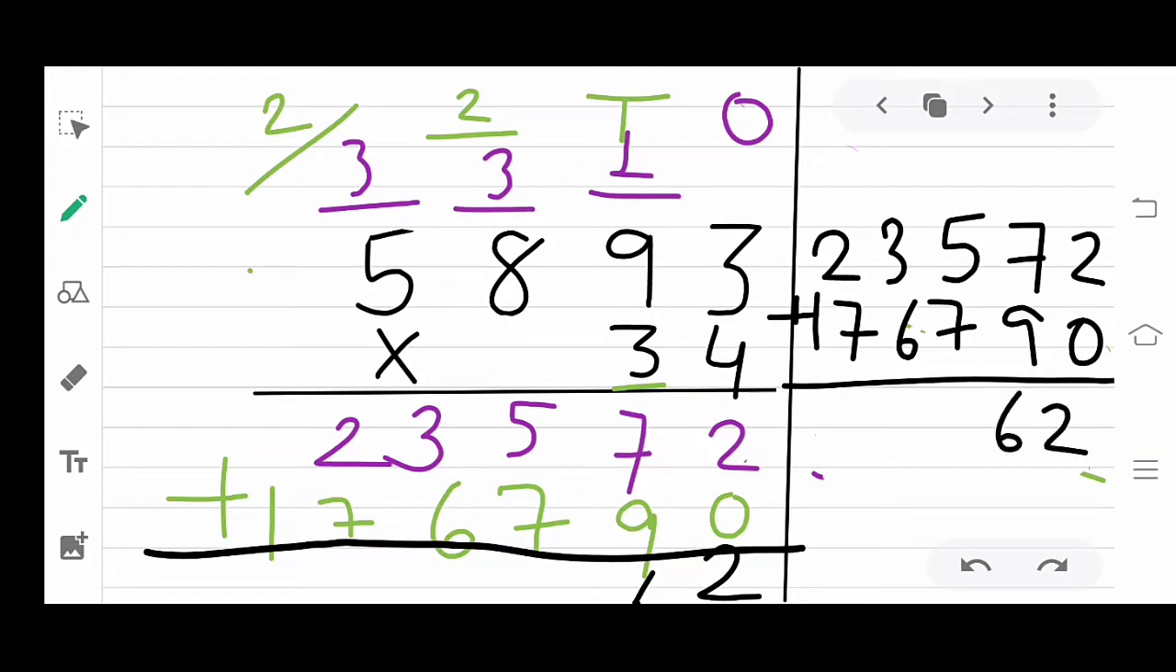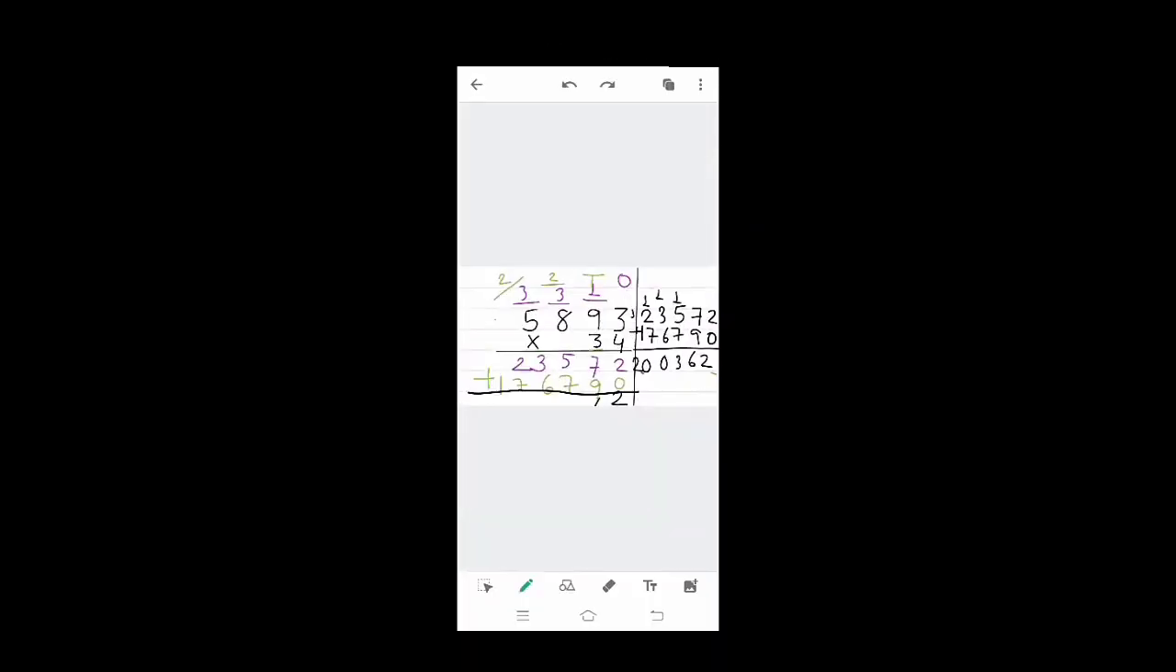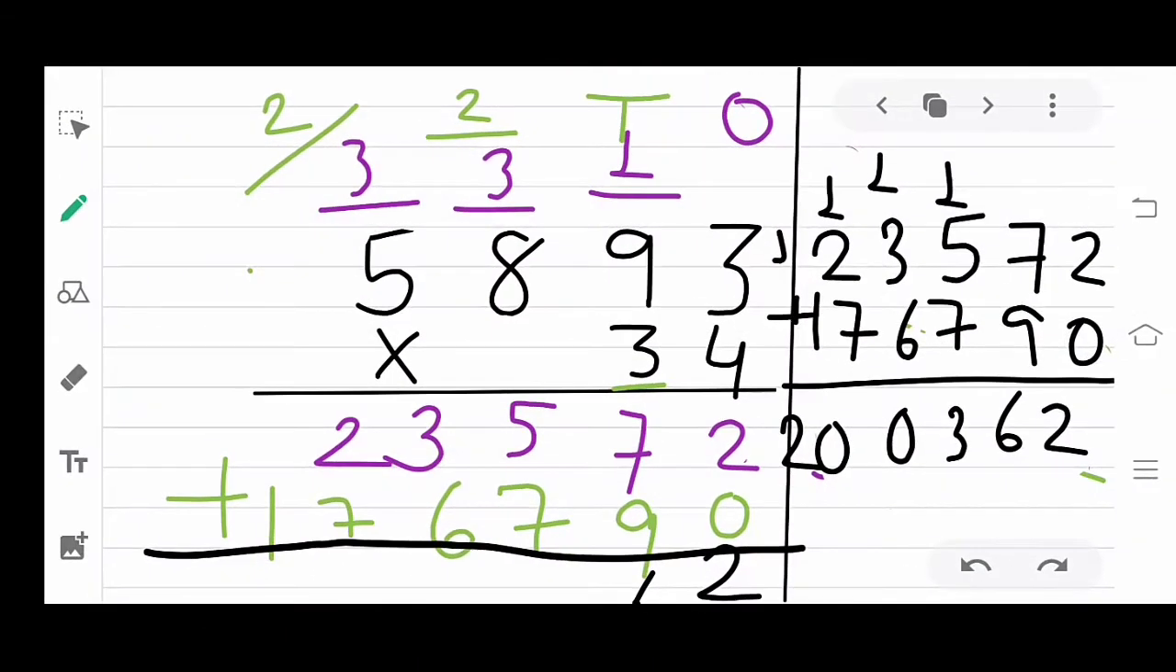2, 6 plus 1, 5 plus 1, 6, 6 plus 7, 13, 3 plus 1, 4, 4 plus 6, 10, 2 plus 1, 3, 3 plus 7, 10 and here 1 plus 1, 2. So your final answer is 2,362. I hope you understand this sum very well.